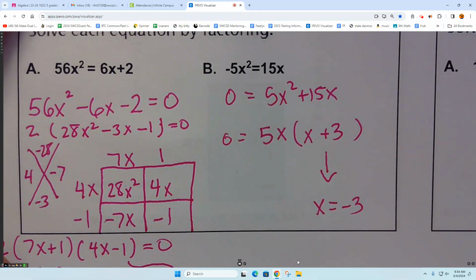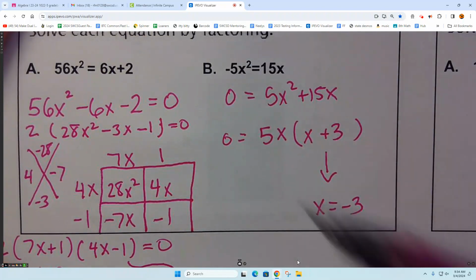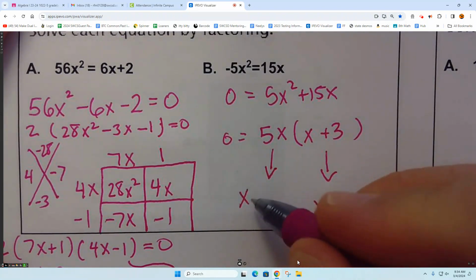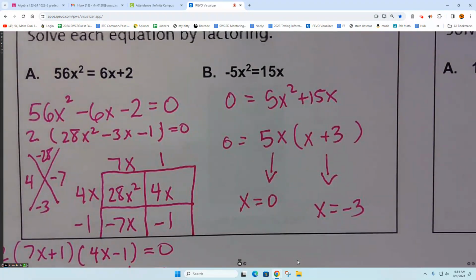Last time I said when does 2 equal 0? I was told it never equals 0. I agree. When does 5x equal 0? When x equals 0. So that's different than that last one because you can make that thing equal to 0.